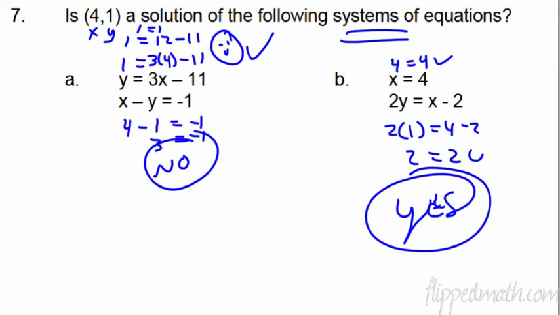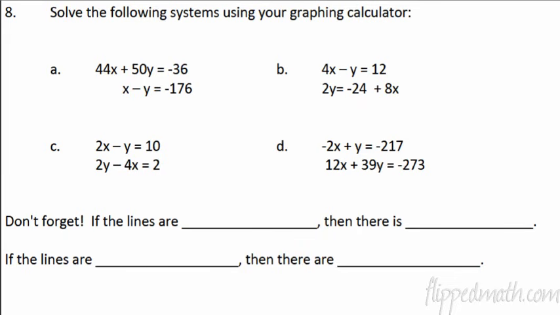Let's move on to the next type involving your calculator. Okay, solving the following systems using your graphing calculator. So that's going to be a big part of this lesson, using your graphing calculator. I do want to review some things first. Let's go down to the bottom. We're going to fill this in and then we'll go back up and we'll actually solve A, B, C, and D.